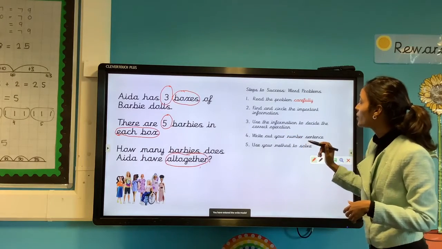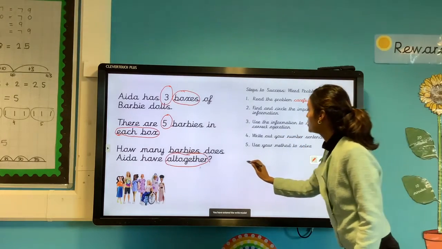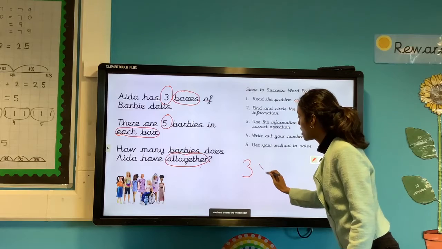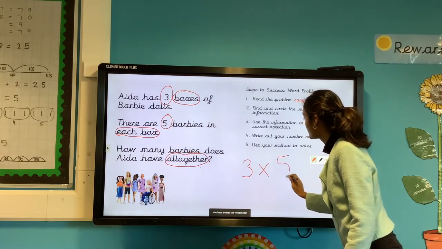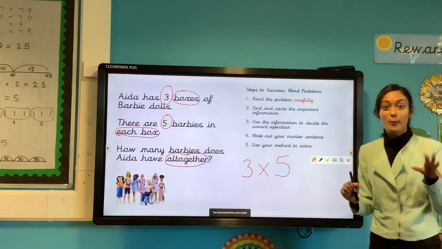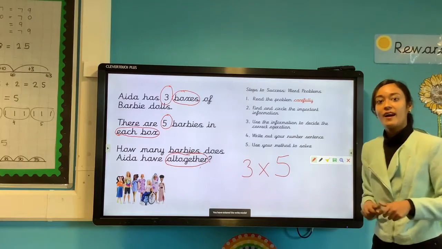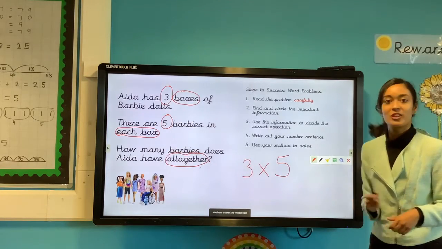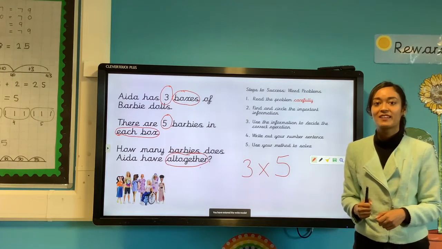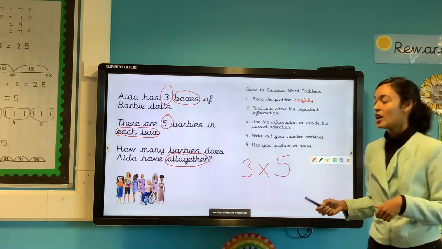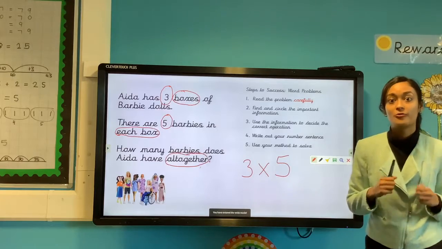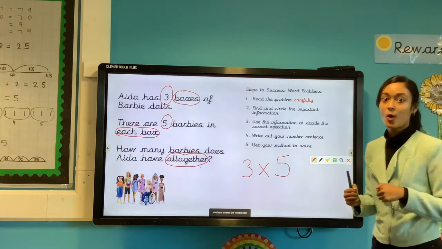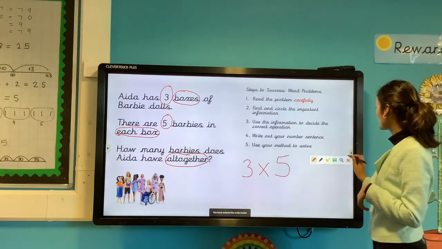Right, so write out our number sentence. So we need to do 3 times 5. Okay, so again, pause the video and have a go at using your multiplication number line method to solve this number sentence. Okay, amazing. So 3 times 5, you should have got 15 for that, so well done. Right, one more then.